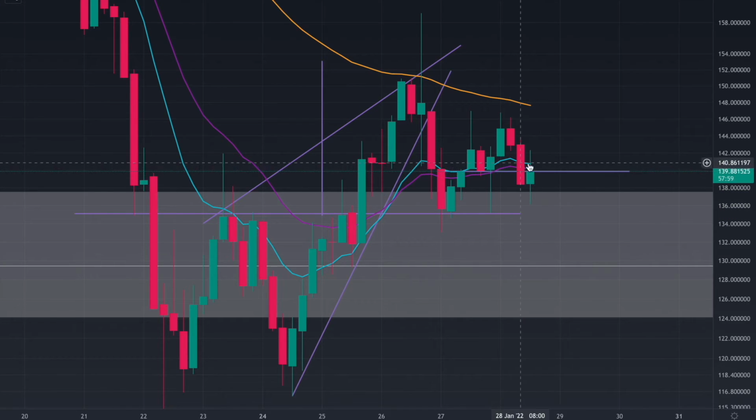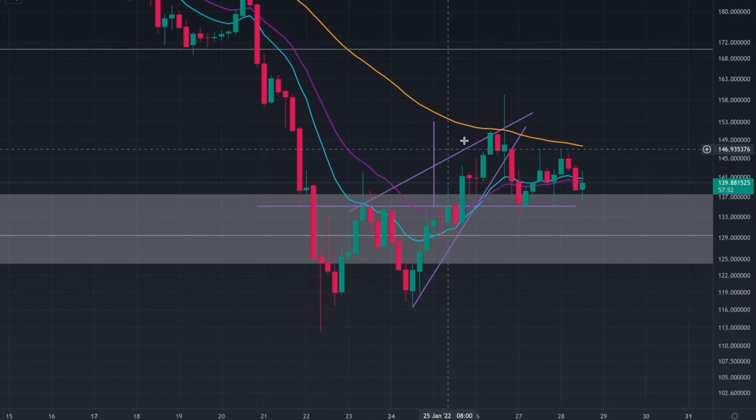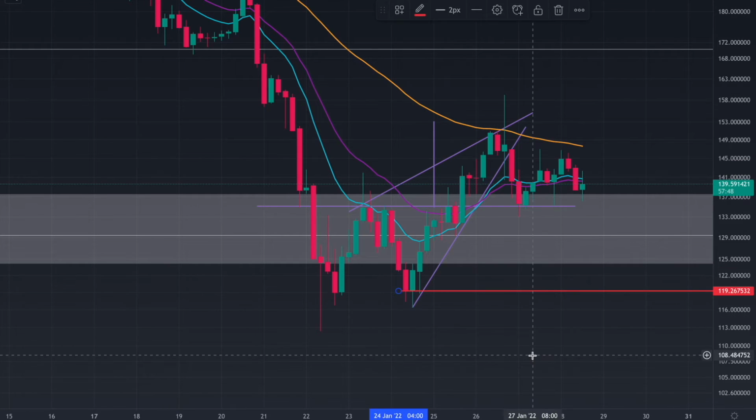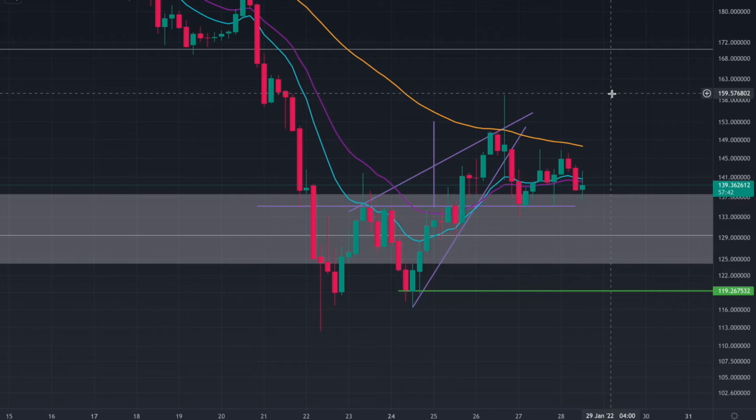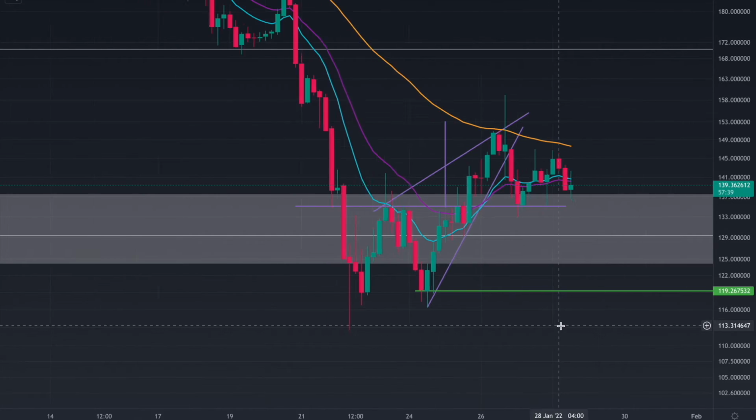If we hold it as resistance, we should see continued pressure down to around $135. But of course, falling out of this rising wedge, you actually do have a target down here at the bottom of it, sitting at around $119. And because this is current support, I'm actually going to make this a green line until you break below it, and then I'll make it a red line.